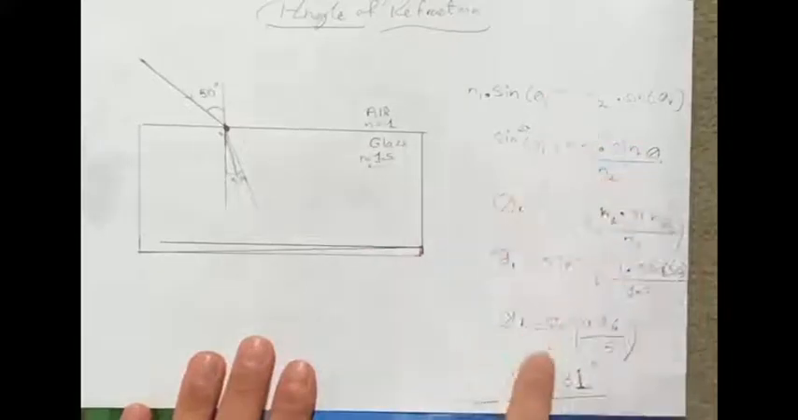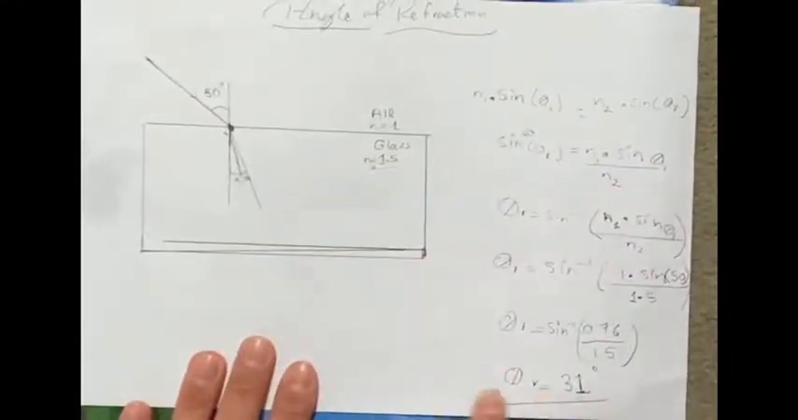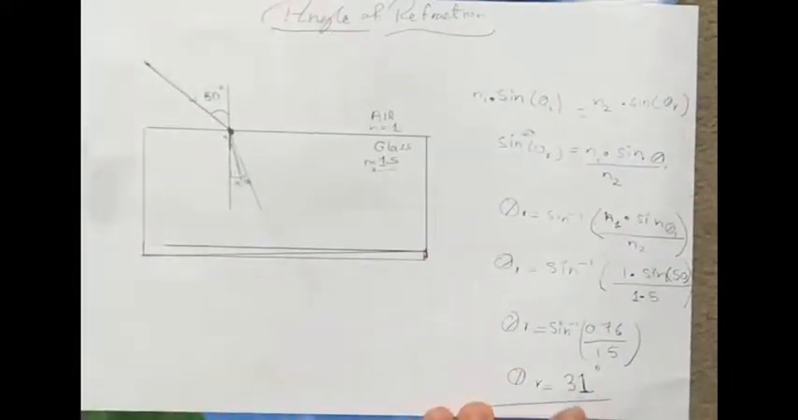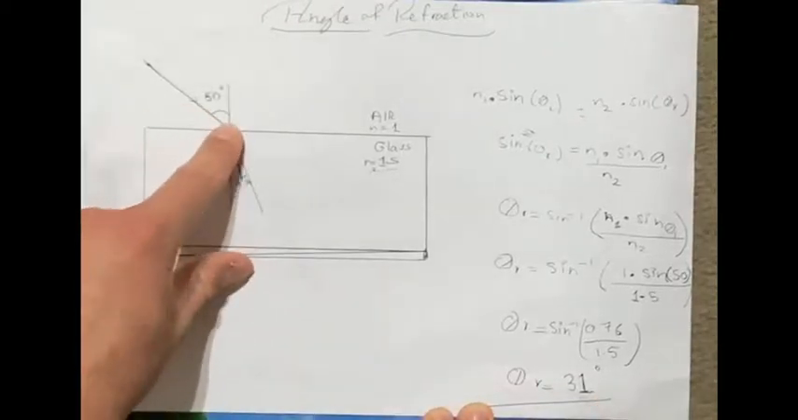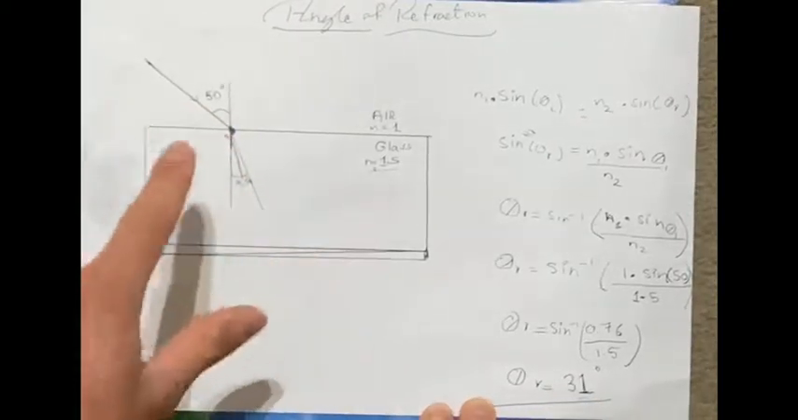So we used Snell's law in order to get the final answer, and the final is 31 degrees. So we know that it takes 31 degrees to refract from air to glass.